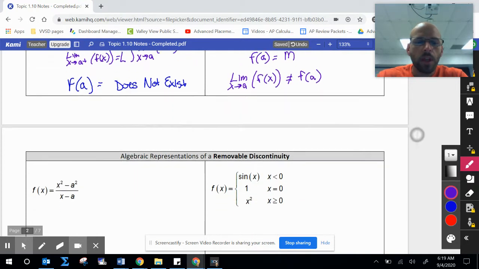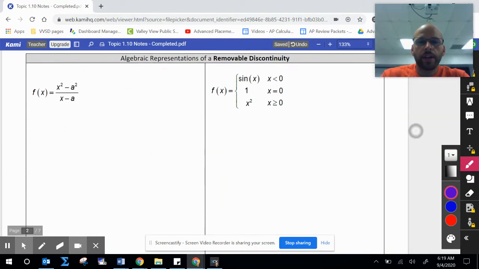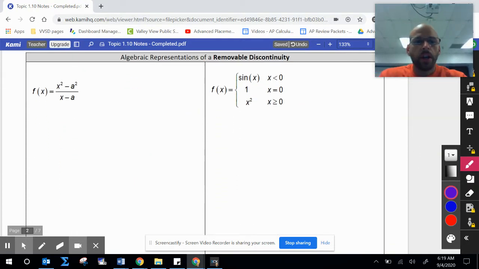Okay, now I have two algebraic representations here. I want to talk about what it looks like to be a removable discontinuity in this sense. We'll take a look at them, and we'll even try to graph them a little bit. For this first one, when you have a rational function, we can always identify a removable discontinuity if you can simplify an expression of x. If I can simplify out an expression of x, that expression is going to tell me the location of a removable discontinuity. Ultimately, I can remove it from my function.